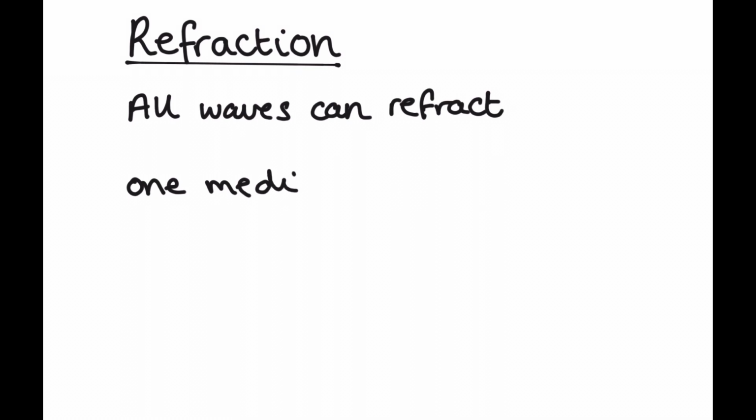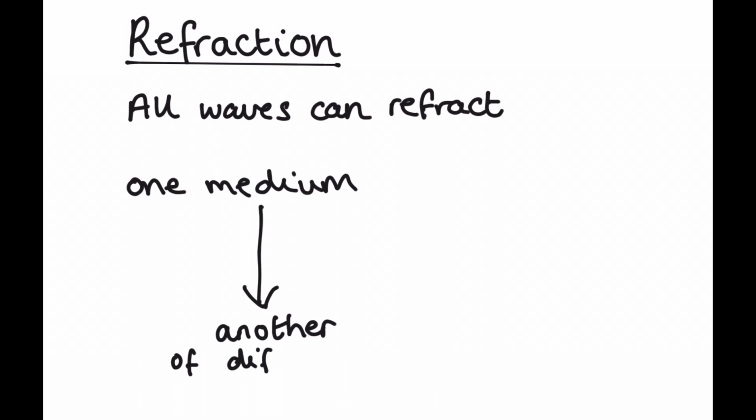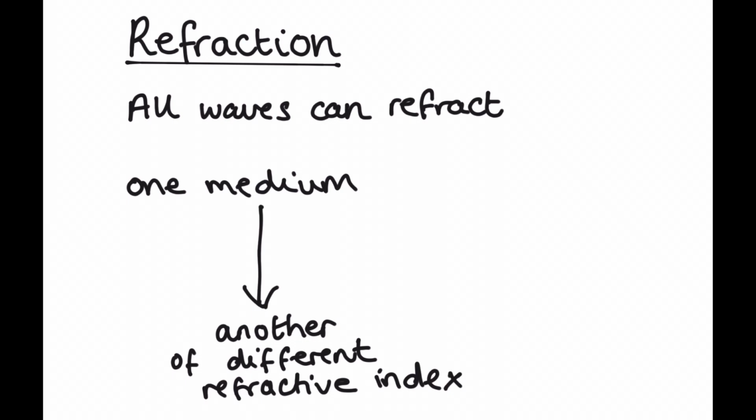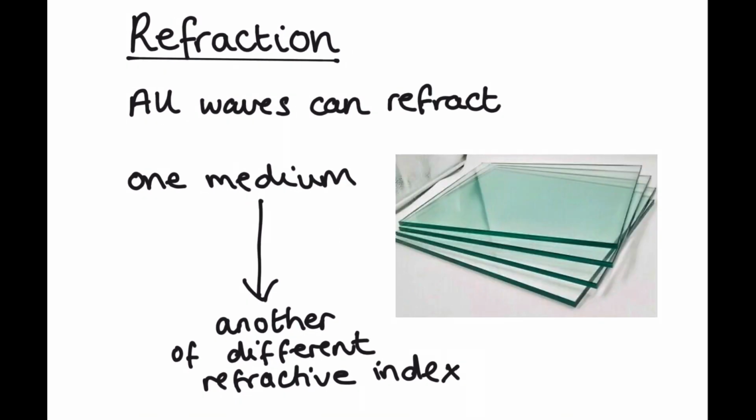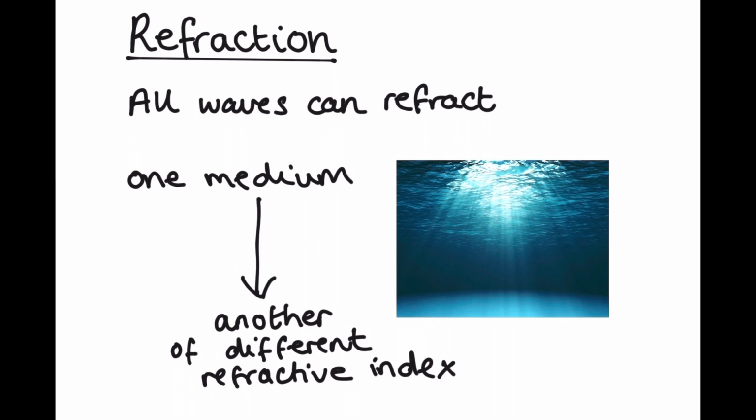So all waves can refract, and this happens when waves pass from one medium to another. These mediums need to have different refractive indexes in order for the light to actually change direction. Some examples of this, we could have waves travelling into oil, into glass, or maybe into water.